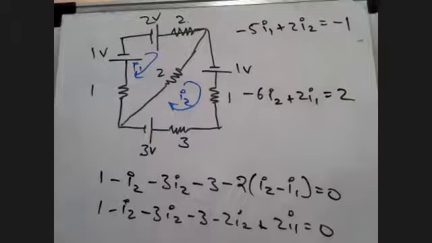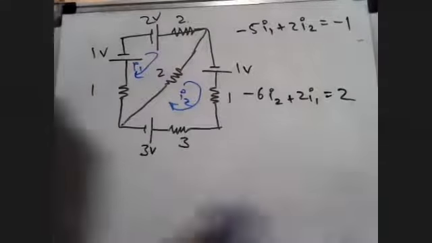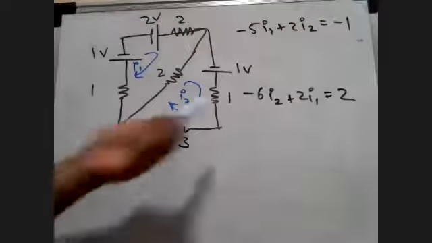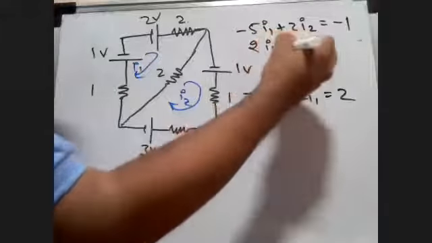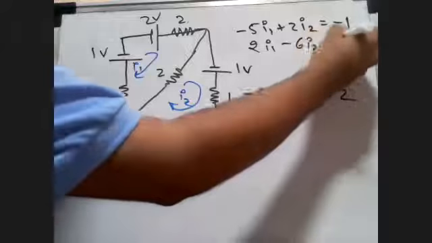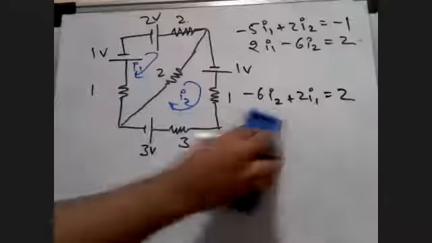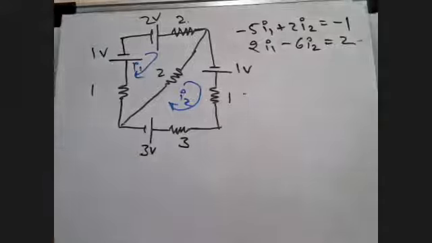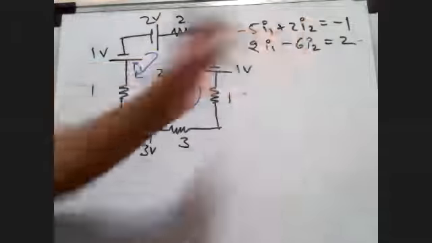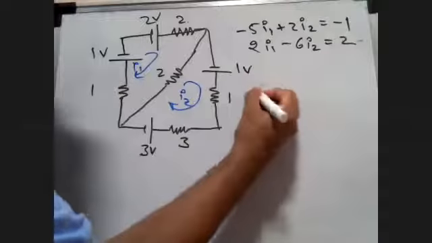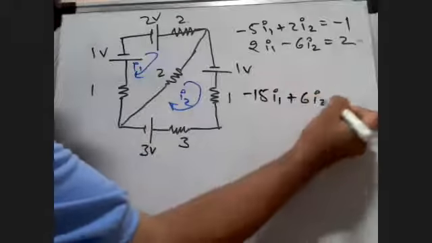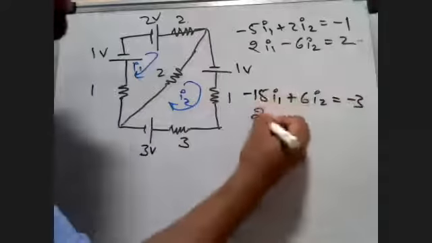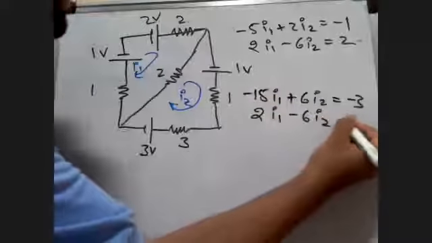So now, if these are my two equations, how can I solve it? Rearrange them. Multiplying the first equation by 3: 3 5s are 15, 3 2s are 6, and the 6s will get cancelled. So minus 15 I1 plus 6 I2 equal to minus 3. The second one will be 2 I1 minus 6 I2 equals to 2.